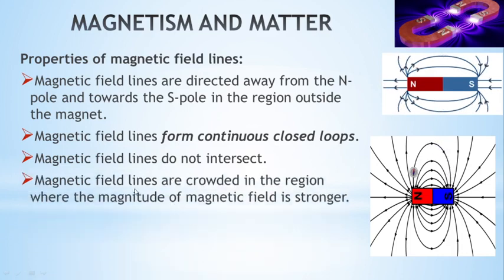Magnetic field lines are crowded near the poles. See here, the magnetic field lines are more in number here because the attractive power is more here. In any magnet, the attractive power is more at the poles. Therefore, the magnetic field lines are crowded near the region where the attractive power is more. Here the attractive power is more near the poles. Therefore, the magnetic field lines are crowded near the poles.